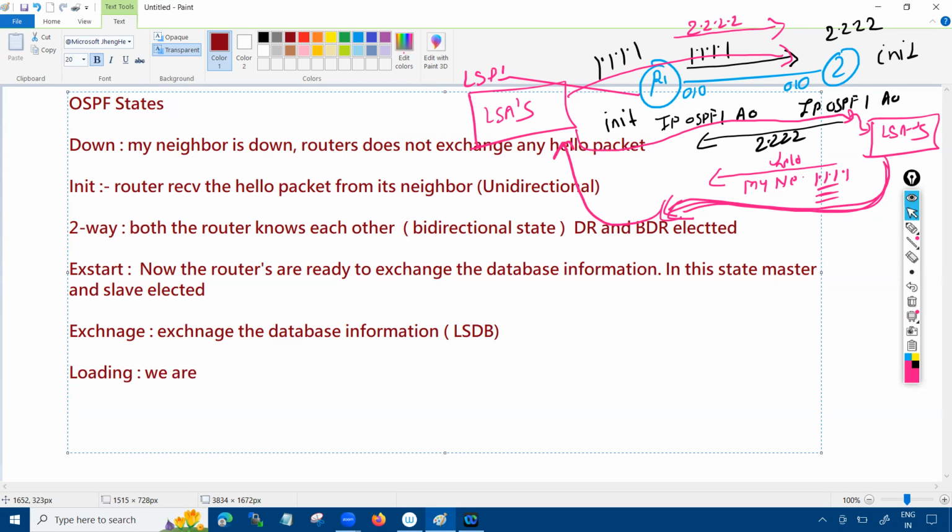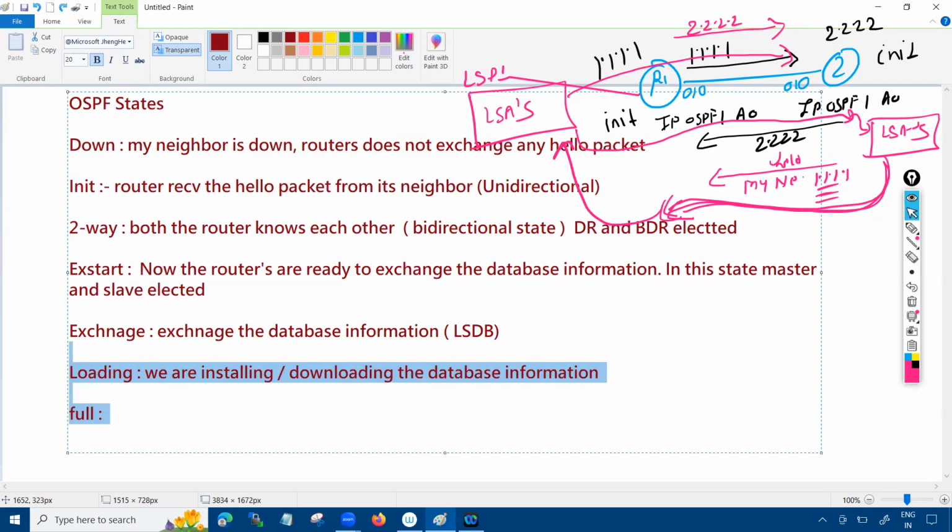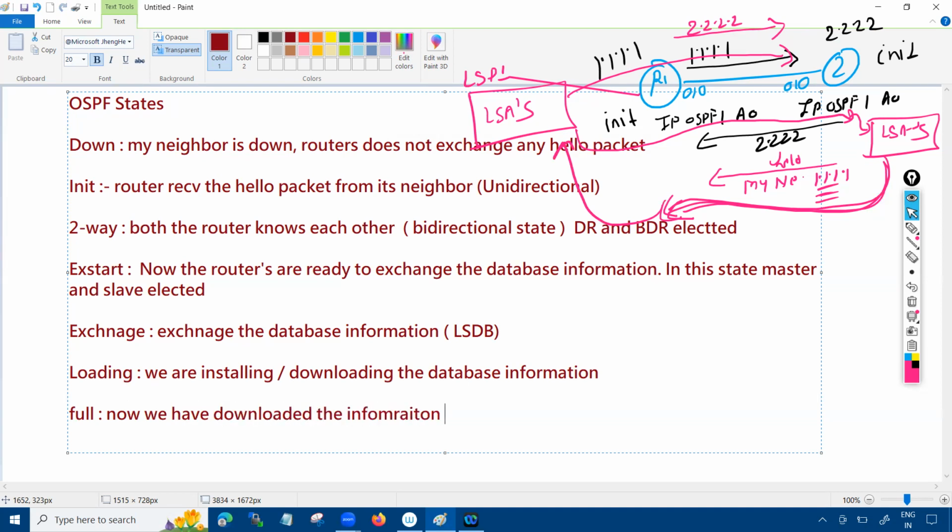We are installing, or we can say downloading, the database information. And then finally, we have what? Full state. Full state means what? Now we have downloaded the information. It's time to give acknowledgement by sending an LS acknowledgement packet.